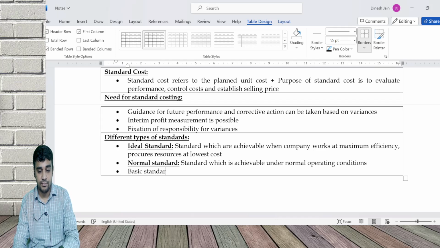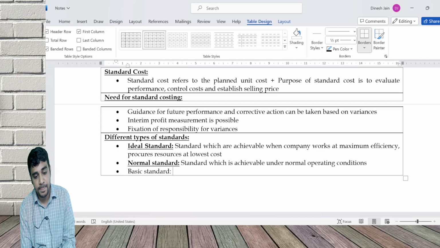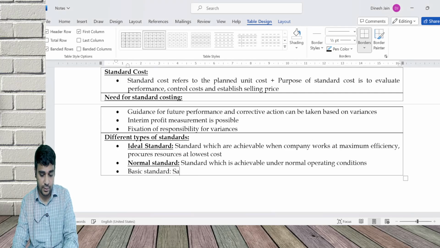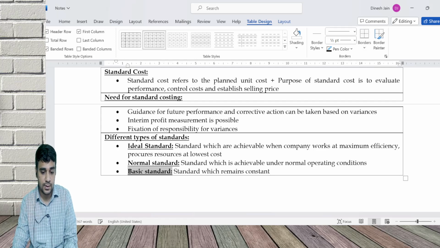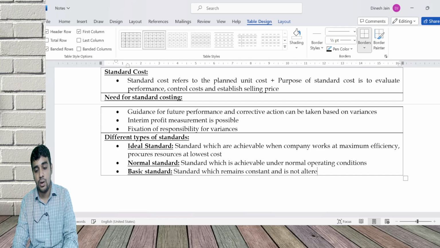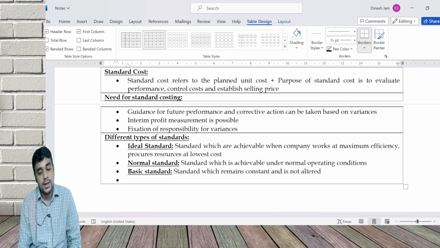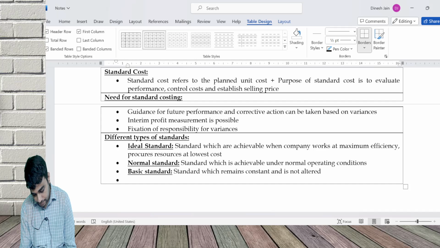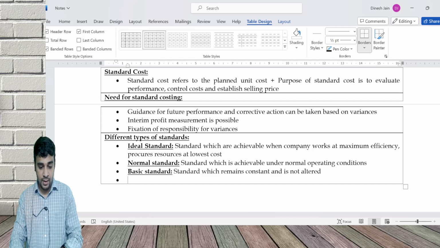Basic standard: standard which remains constant and is not altered. Clear? Next is current standard.